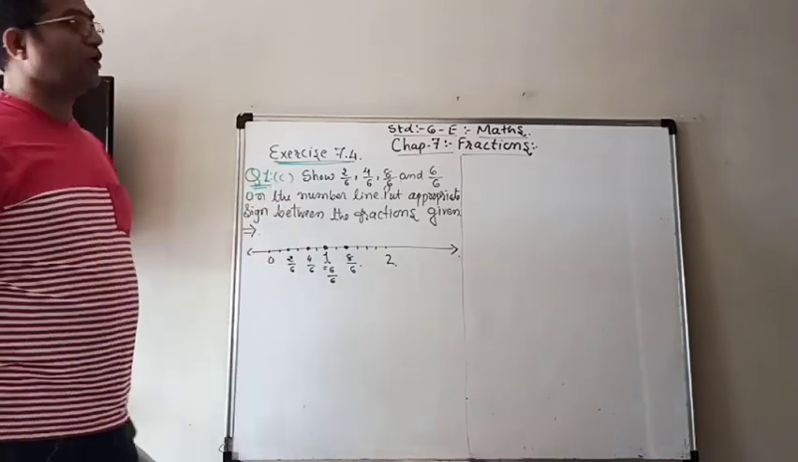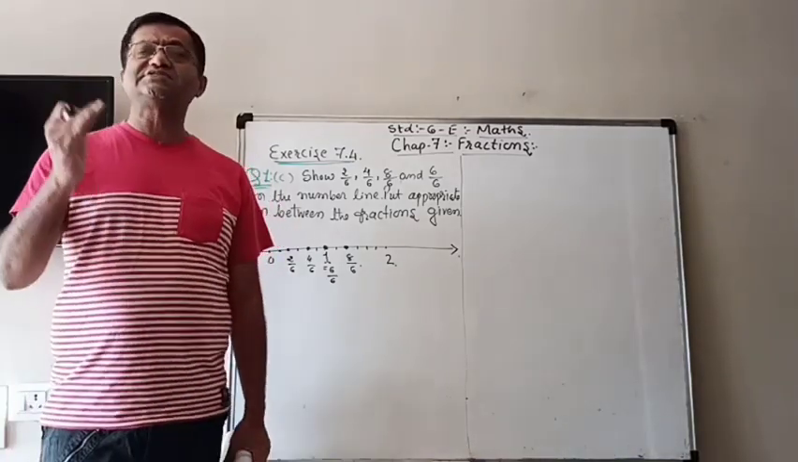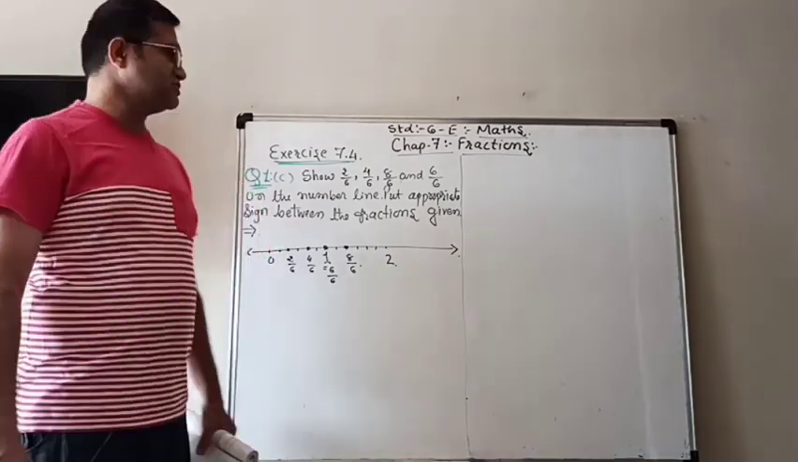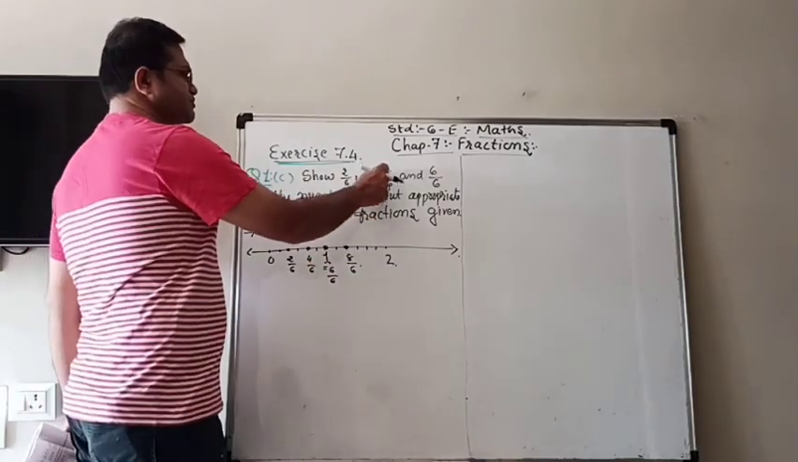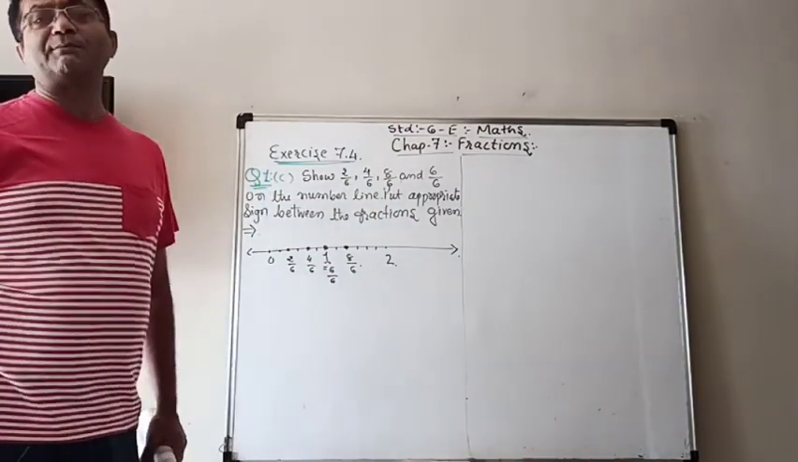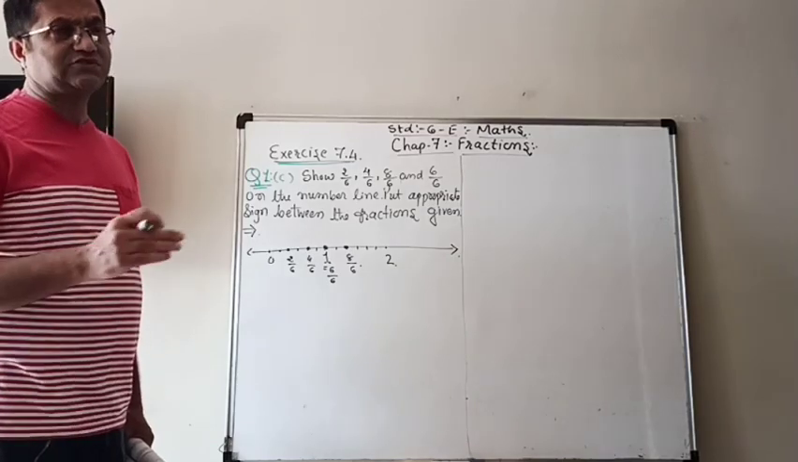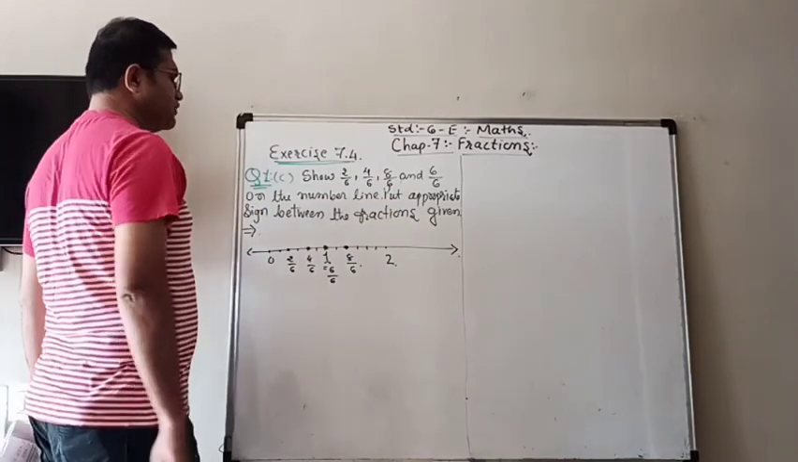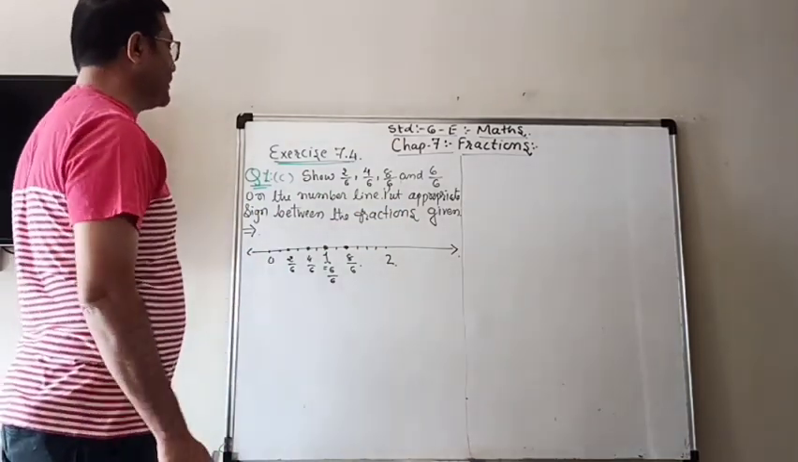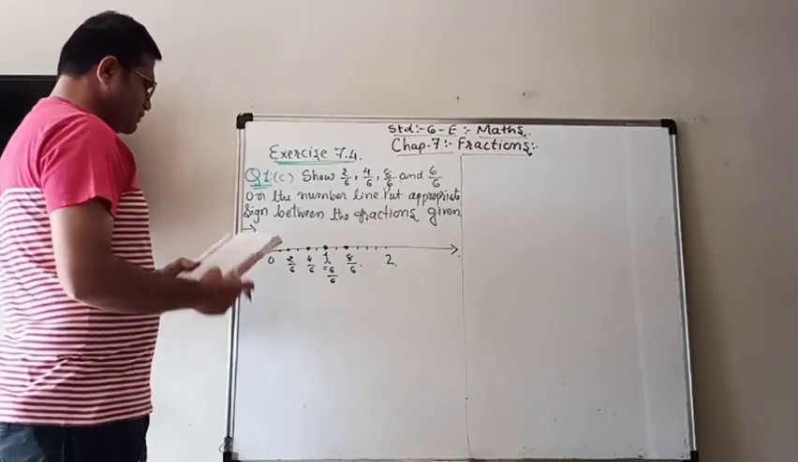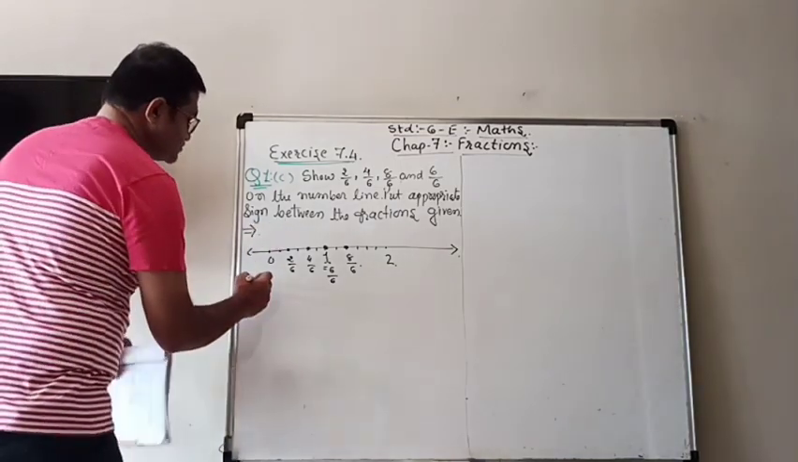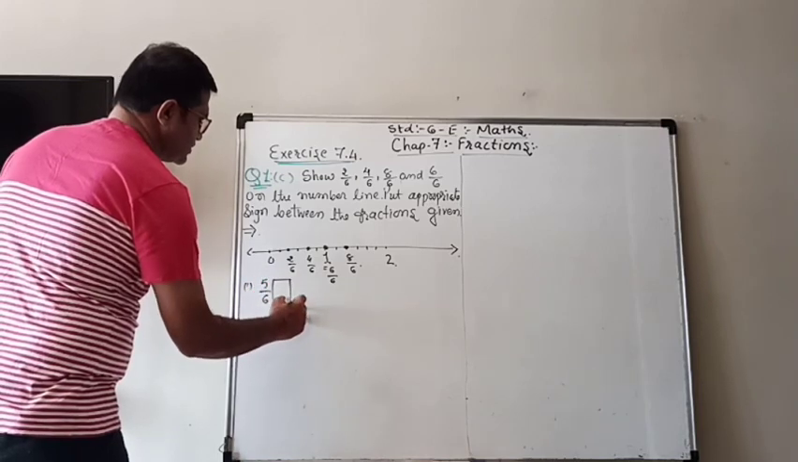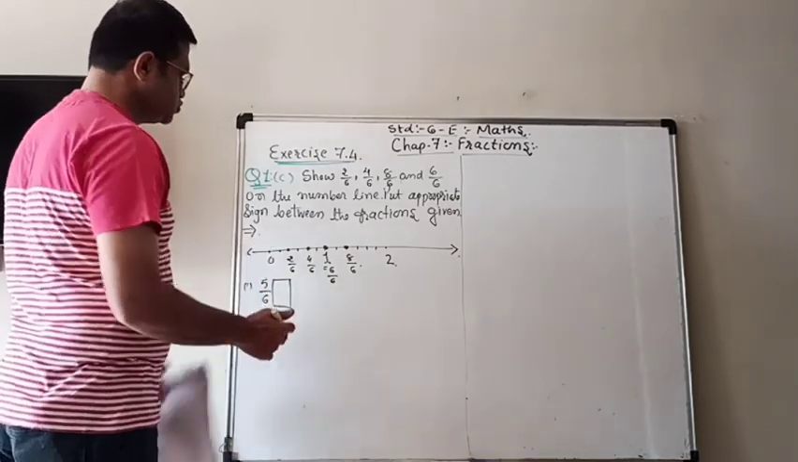All have 6 in the denominator, so we have to make 6 equal parts between 0 to 1 and 1 to 2 also. Because 8 by 6 is our improper fraction whose value is more than 1, and therefore we move after 1 also and make 6 equal parts. Now we have to put the sign. First is 5 upon 6, box, 2 upon 6.